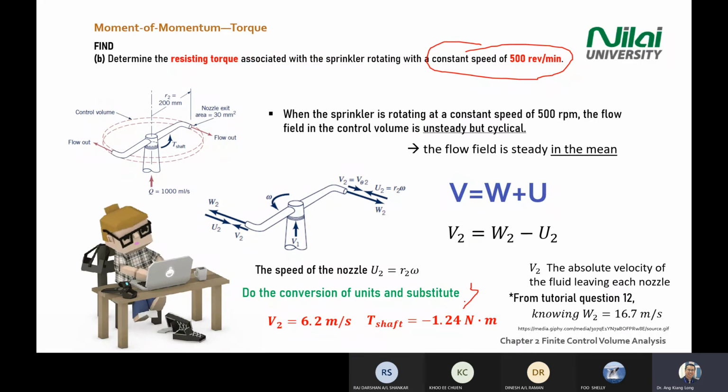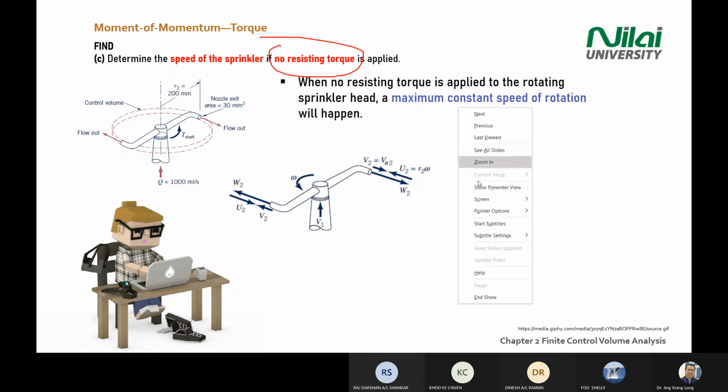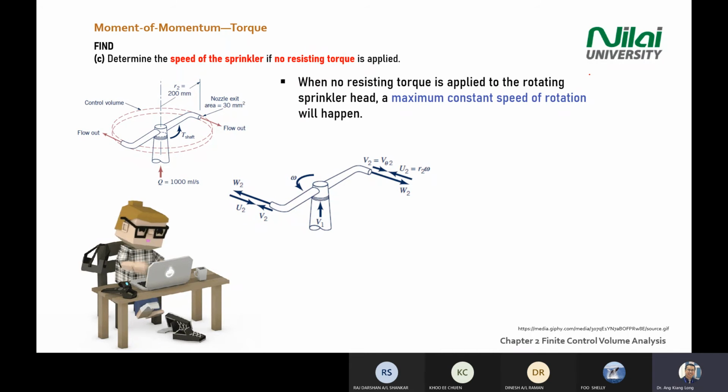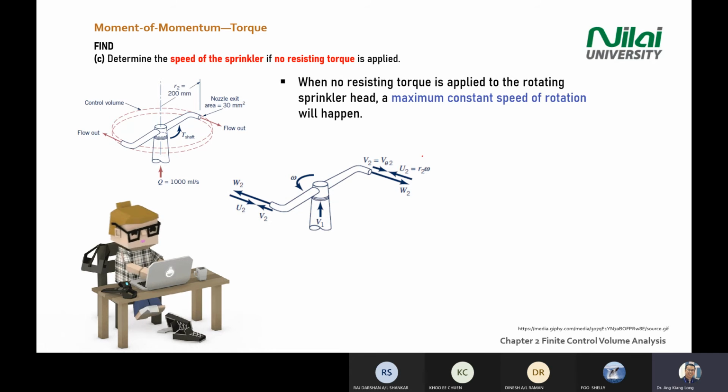This explains a bit of logic on your answer. So when you resist it, the T shaft will be higher. If you let it turn at a certain speed, you need less resisting force. Then what happens when there's no resisting torque? Physics concept, when you do not resist it means the sprinkler head turns freely. So you will meet a scenario where the maximum constant speed of rotation will happen. So your constant rotation will be maximum.